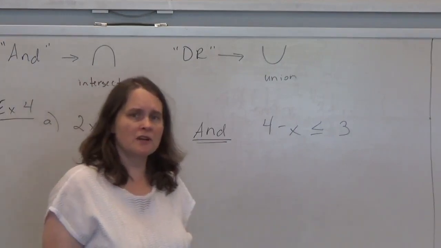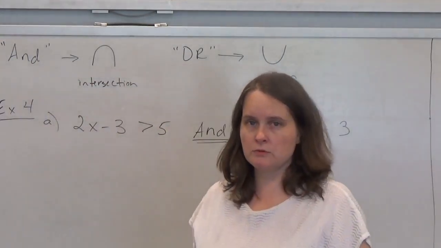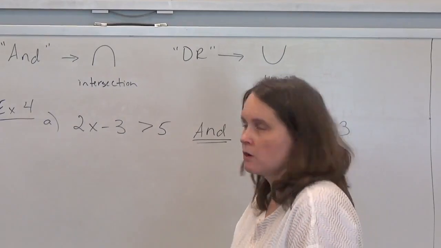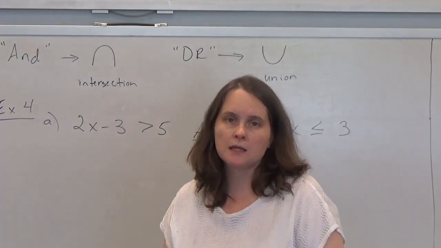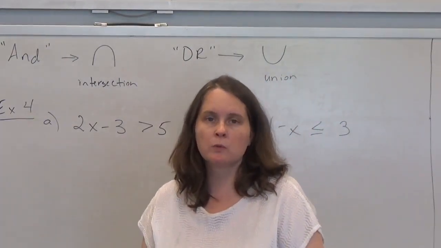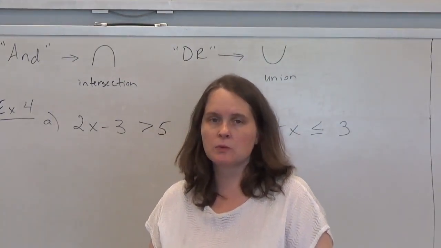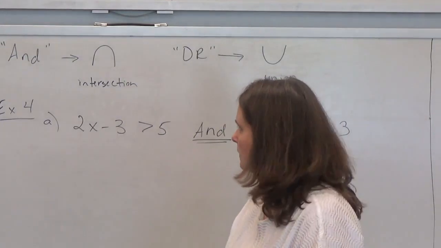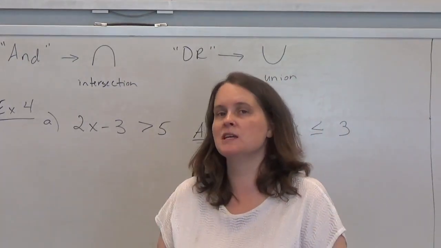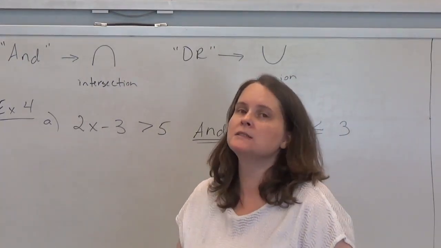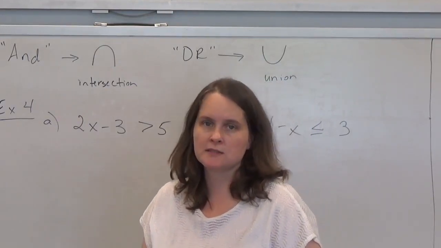Okay, so you should have read in your notes just before you get to example 4 that a compound inequality simply means that you're going to be working with more than one inequality at the time, and they're going to be connected with a word and or. The word and will imply that you need to use intersection. The word or means that you need to use the union of the two sets.